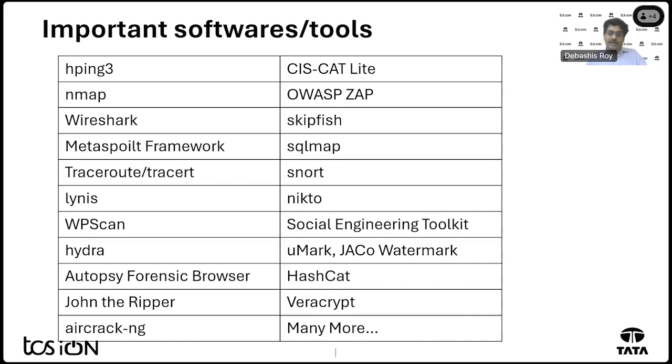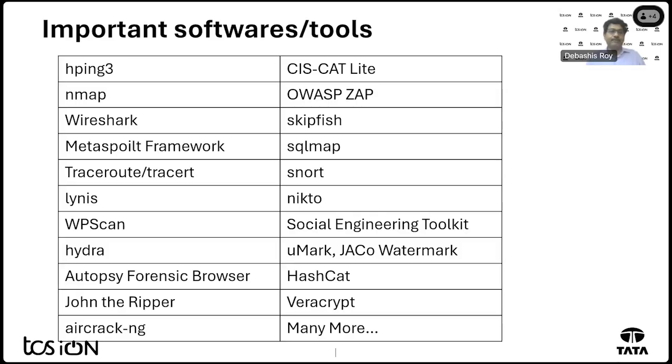Autopsy forensic browser is another one for passwords. John the Ripper can be used for multiple reasons. One of them is that you can use John for password hacking. Aircrack-ng can be used too. OWASP ZAP can be used to check for vulnerabilities in web applications.